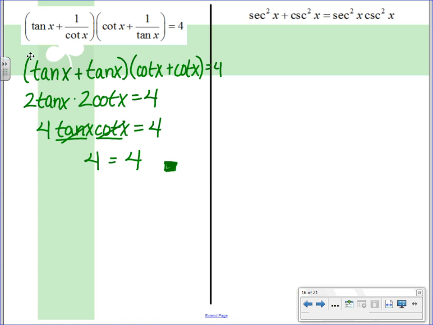This is one that I would probably work on both sides as well. I think I'm going to use the Pythagorean identities because I see those squares, secant and cosecant. Those are related to tangent and cotangent, so that might be a little helpful if I can get those all in the equation. So secant squared, our Pythagorean identity says that's the same as 1 plus tangent squared. So we'll do that on both sides.